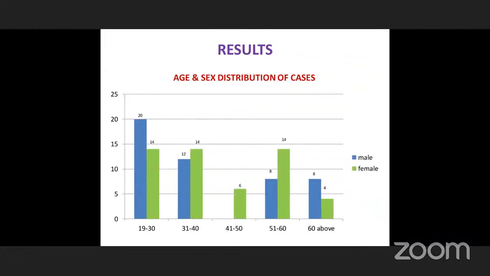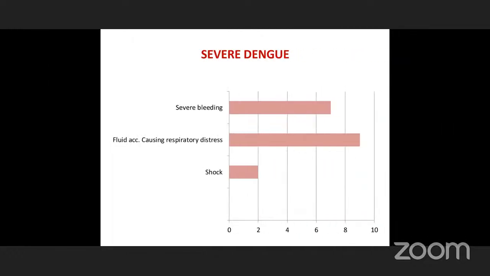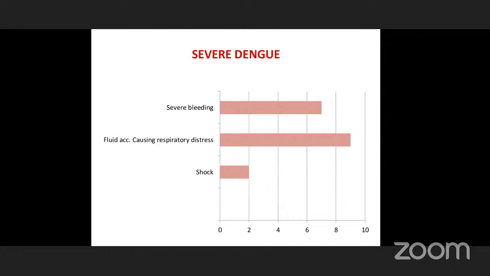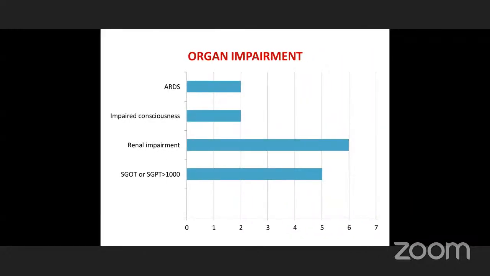The results: this shows the gender, that is which genders are involved, and according to the age groups. In severe dengue, we have involved severe bleeding, fluid accumulation causing respiratory distress, and shock. Of this, fluid accumulation is seen in around 9 patients. And organ impairment, like renal impairment in 6 patients, ARDS and impaired consciousness in 2 patients, and SGOT or SGPT levels greater than 1000 in 5 patients.